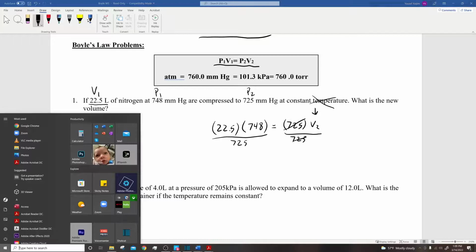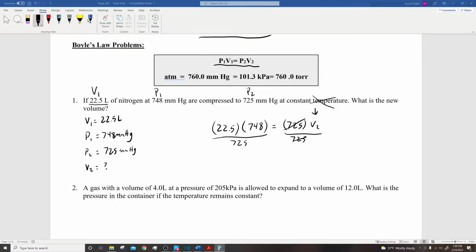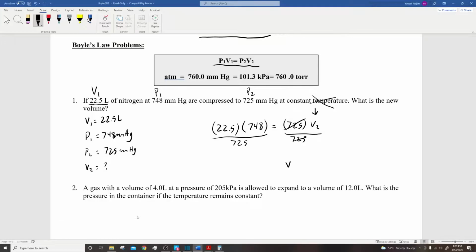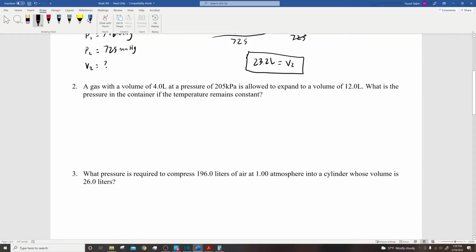Let's go ahead and grab our calculator. So that's going to be 22.5 times 748. And that gives us 16,830. And we're just going to divide this by 725. And that's going to give us 23.21. We're just going to round that to 23.2. So V2 is equal to 23.2, and our unit is going to be in liters. We put in liters, we get out liters. So V2 is equal to 23.2 liters. And that's it. We're done. Let's go ahead and move on to the next one.